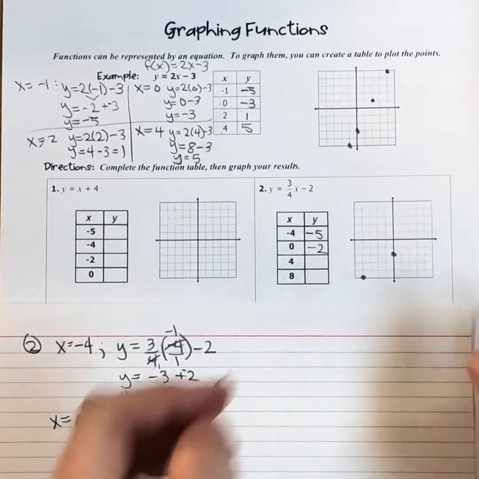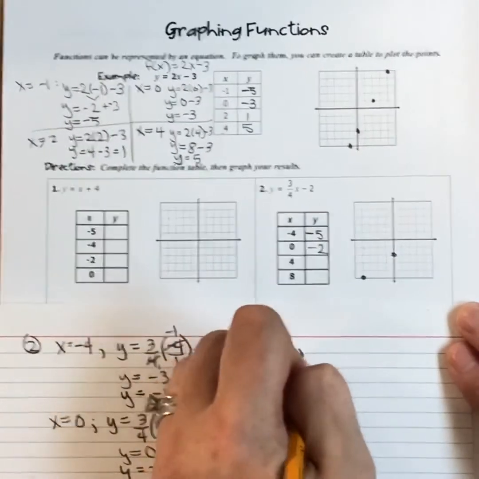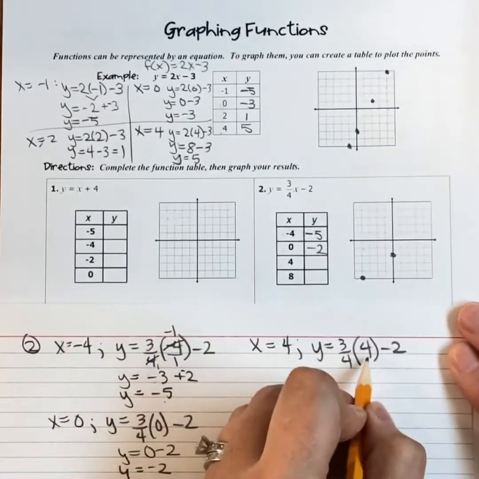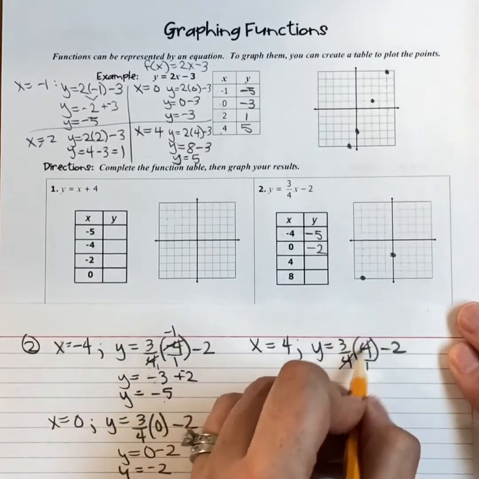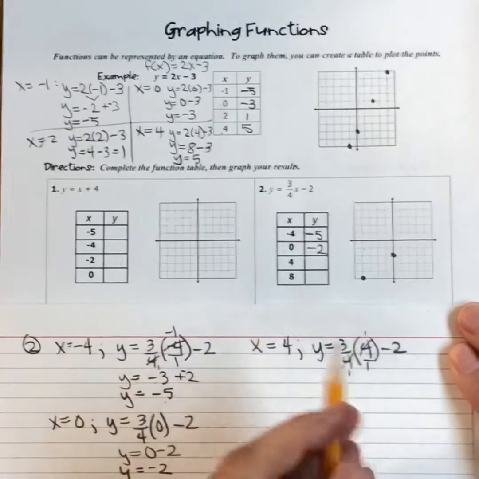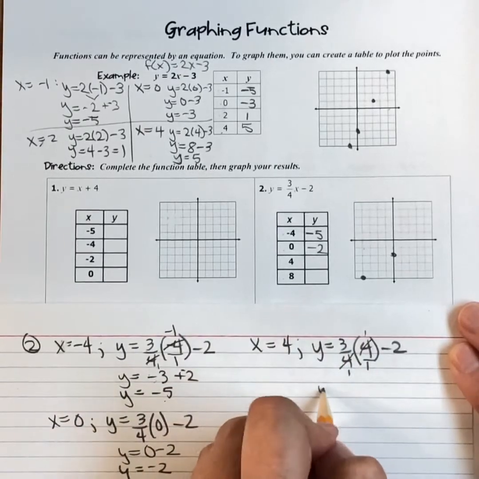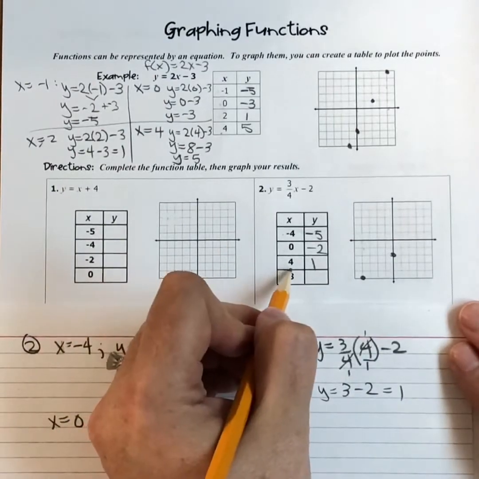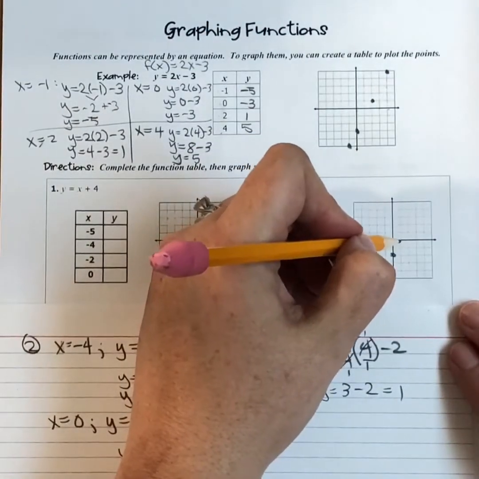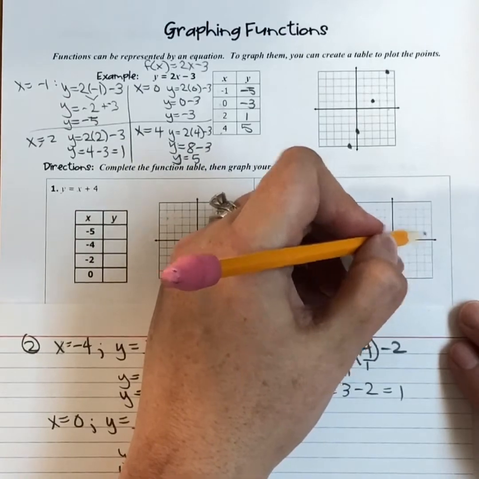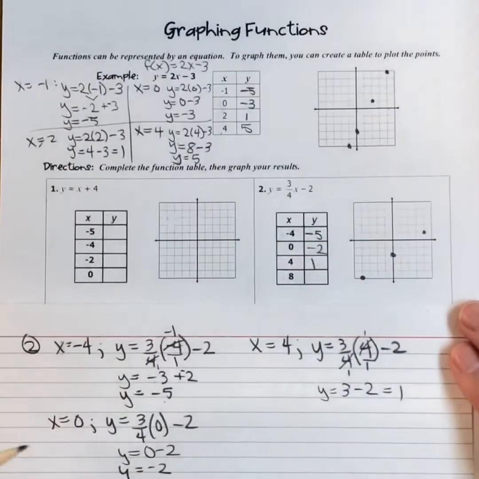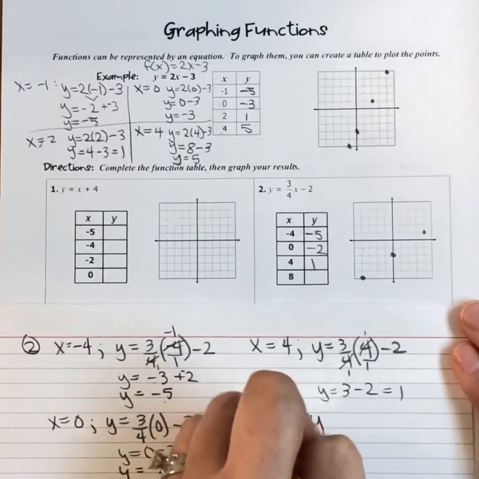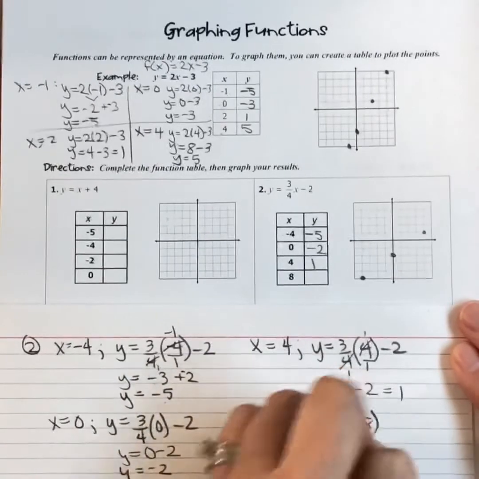Okay, now let's plug in x is 4. So we're going to get y equals 3/4 times 4 minus 2. Just put the 4 over 1. And beautiful, 4 divided by 4 is 1. All I have to do is multiply 3 times 1. That's just 3 minus 2, which I know is 1. So now I plot the point 4, 1. So I go positive 4, 1, 2, 3, 4 on the x, and up 1 for the y, and there's my point.